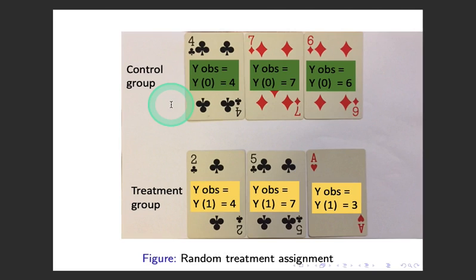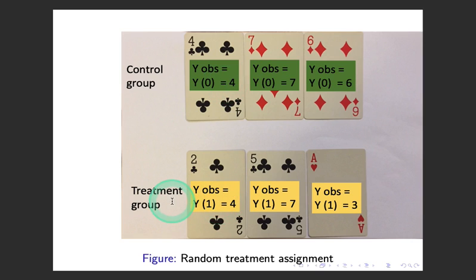So to illustrate, this is the control group. So here the treatment is not there. So whatever is this 4 will be the observed y. And here the observed y will be 7 and so on. So we will observe 4, 7 and 6, and we will observe that this is in the control group. What we will not observe is what the value of this card would be had it been treated.